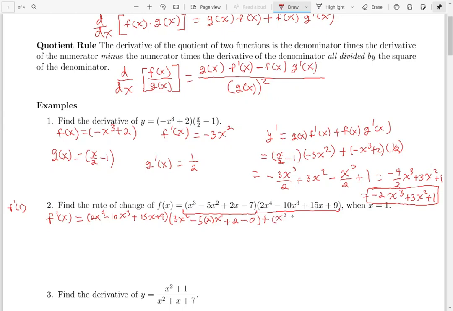That's going to be x cubed minus 5x squared plus 2x minus 7 times the derivative of the second function, which is then going to be 2 times 4x to the third minus 10 times 3 times x to the 3 minus 1 is 2, plus the derivative of 15 times x is 15, and then the derivative of 9 is 0.